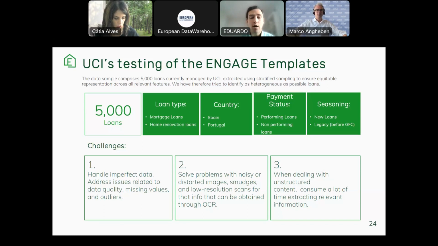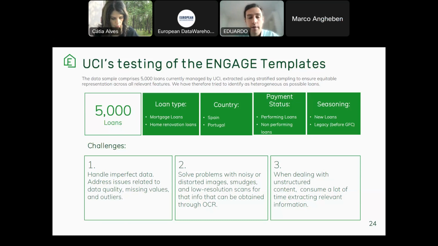Secondly, regarding the OCR technique, which is a technique we use in order to get information from documents that follow the same pattern, so we can find information in the same places. But for that, we need documents that haven't got any noise. We need to remove distorted images. We need to solve problems regarding smudges and also low resolution scans.